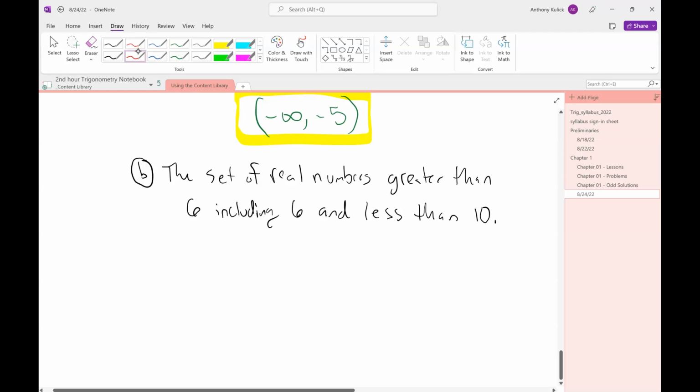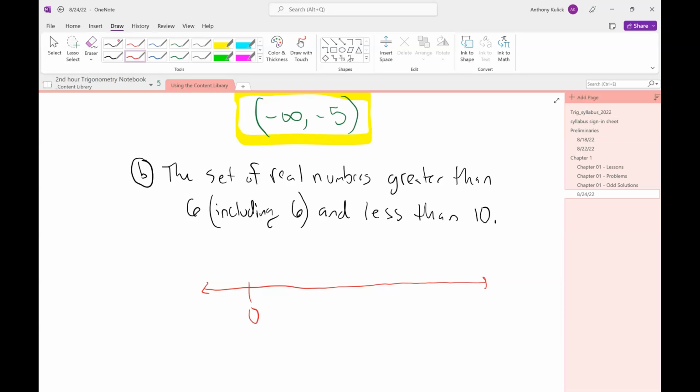All right, so our next set is the set of real numbers that are greater than 6, including 6, and less than 10. Since we're talking about the real number line, I'm going to go ahead and draw my real number line. So we got 0, 6, and 10 are the ones that we really kind of care about. I always put 0 in for like a reference, just to remind me where the negatives are.